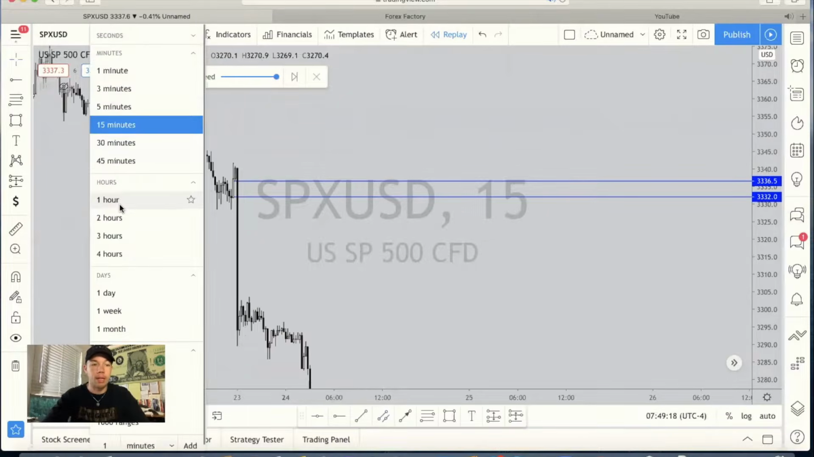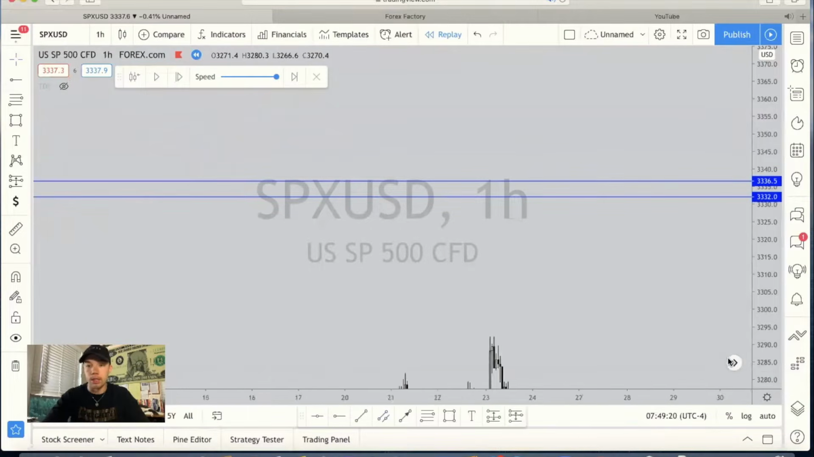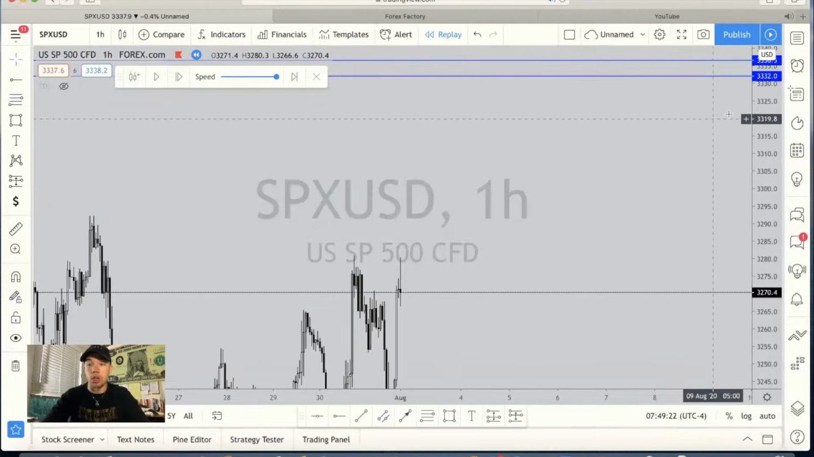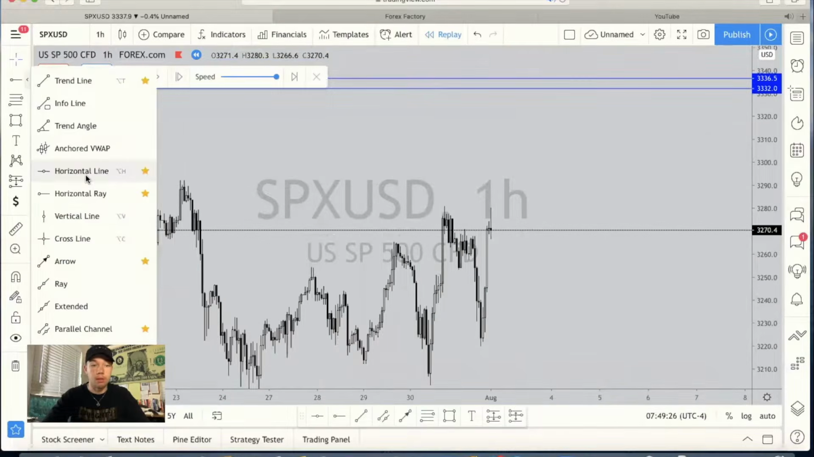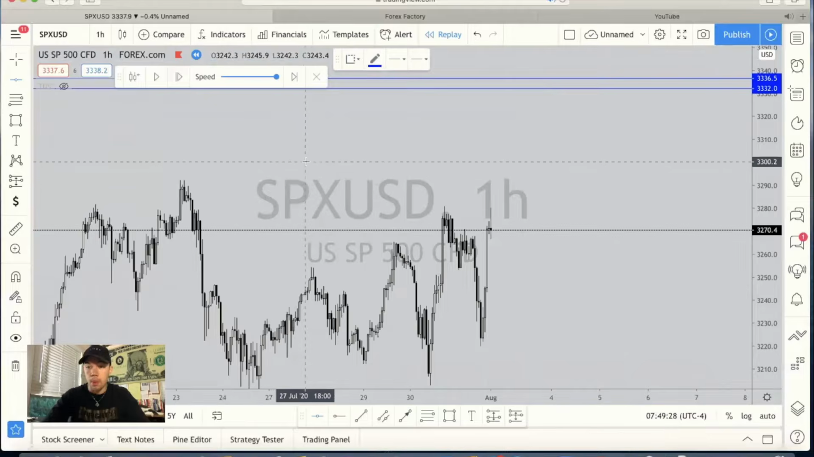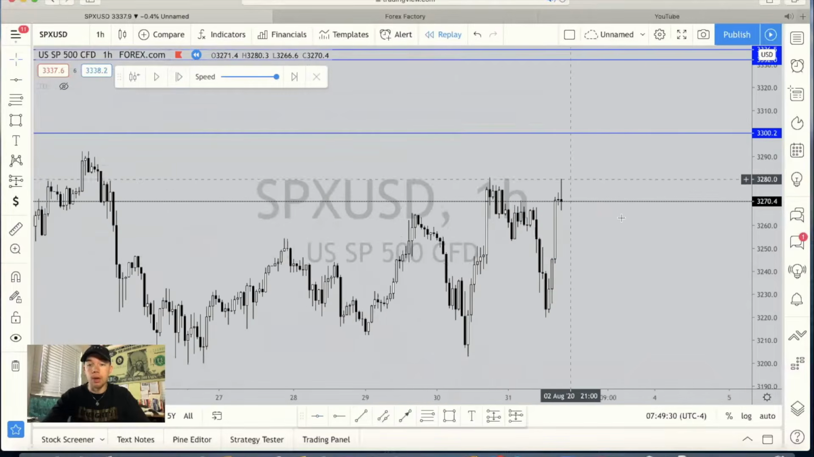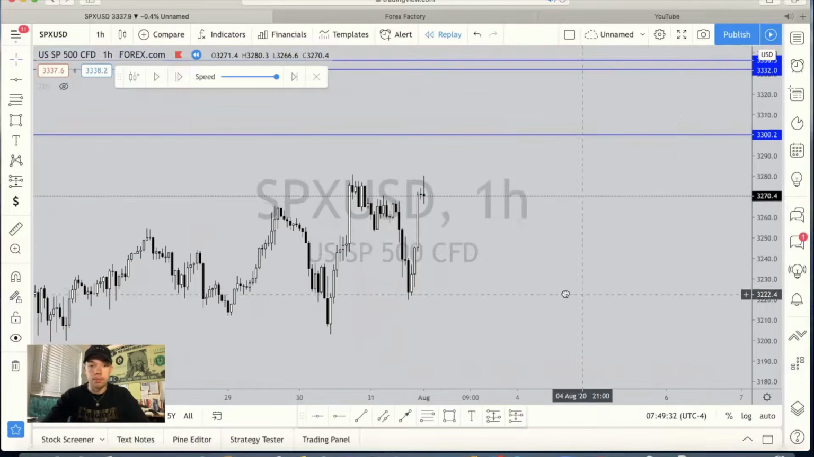So let me go back to the hour. Let's go into regular price action. These are just targets that we could get to above that 3,300 level. So let's watch price action this week.